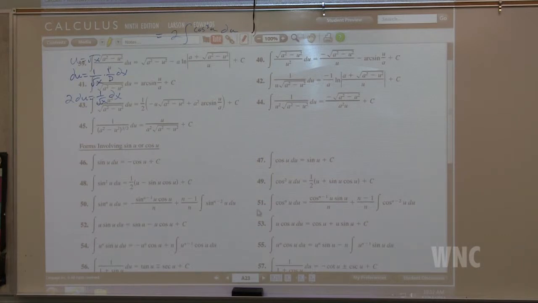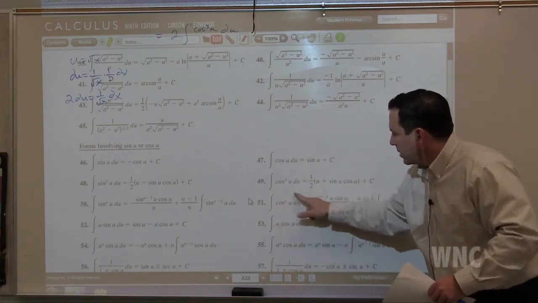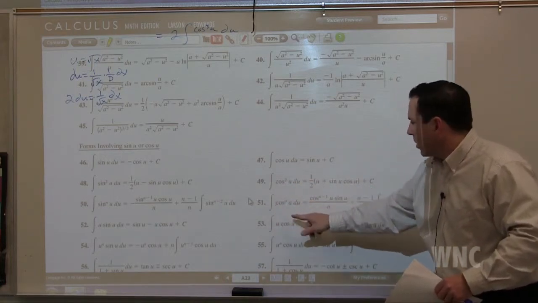So I'm looking for a cosine to the n power. They'll be fairly generic. They have a cosine squared, but I'm looking for cosine to the n power. Now here's cosine squared, here's cosine to the n power. Number 51 is what we're going to use.